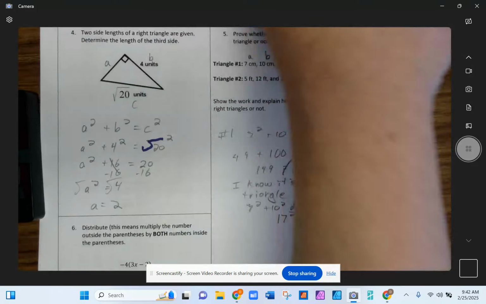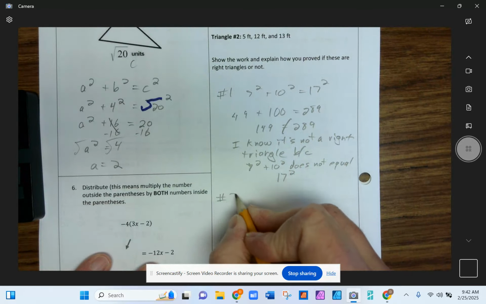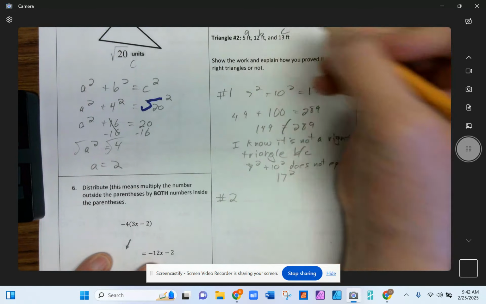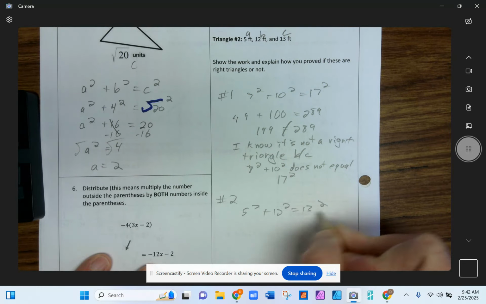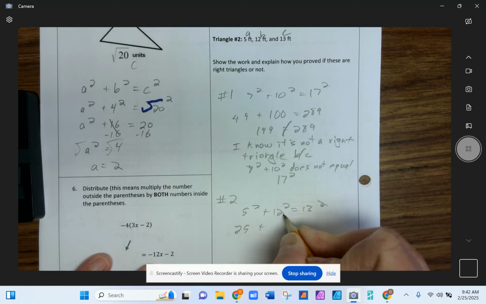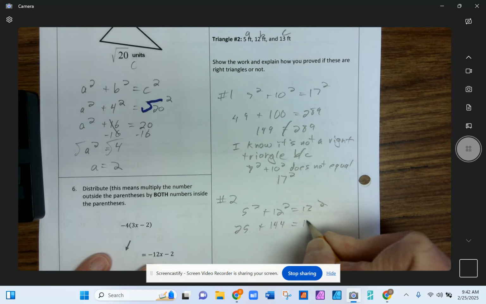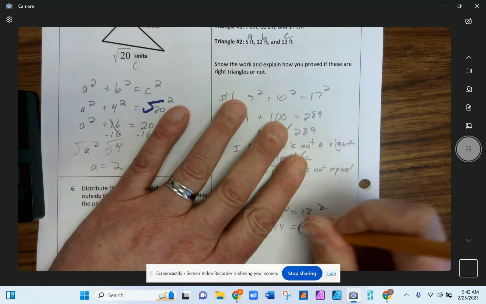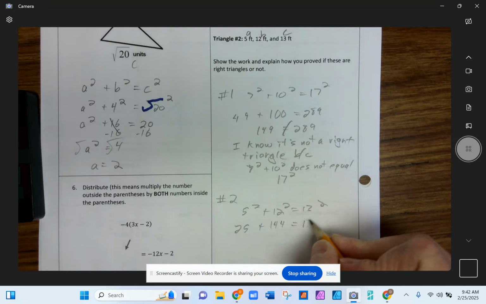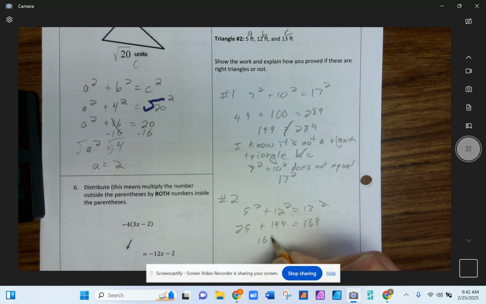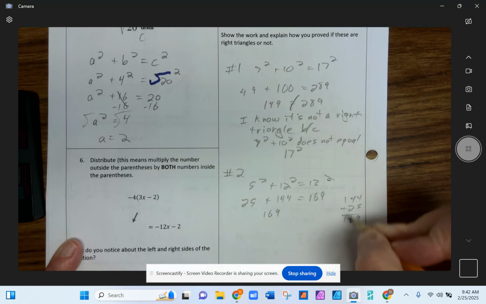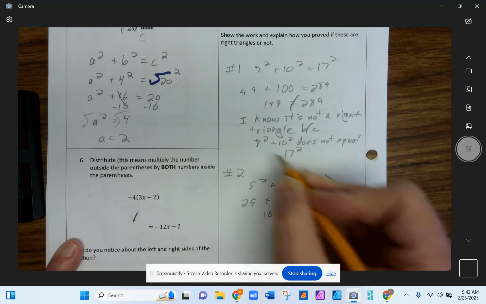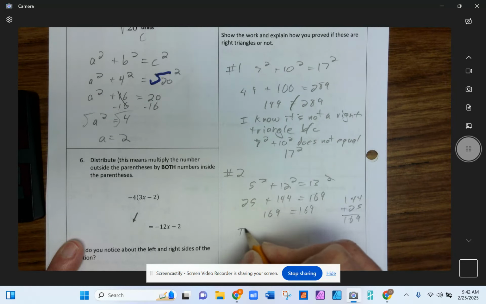And now for number 2, we're going to do the same thing. A, B, C, so that's 5 squared plus 12 squared equals 13 squared. 5 times 5 is 25, 12 times 12, use a calculator, is 144. 13 times 13 is 169. Again, use a calculator for this. Add those together, it's actually 169, right? 144 plus 25, add them together, that's a 9, that's a 6, that's a 1. So yes, it's a right triangle.